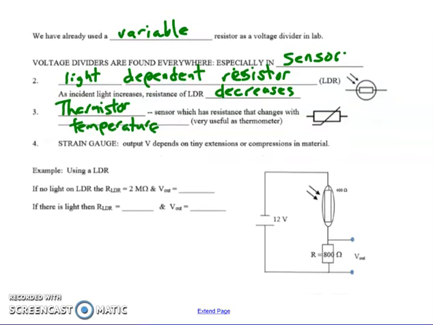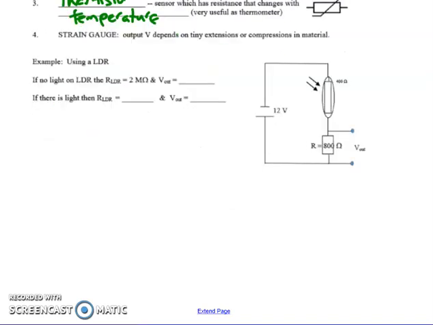Strain gauge is another one where the output voltage depends on tiny extensions or compression. So when we do a strain gauge or a force sensor, you pull or push on something, you stretch or compress a material whose resistance changes, which therefore changes the voltage across it if it's part of a series circuit or a more complex circuit. And then you can get different outputs, which is pretty cool. So let's do an example.